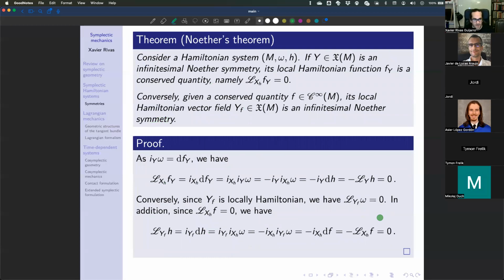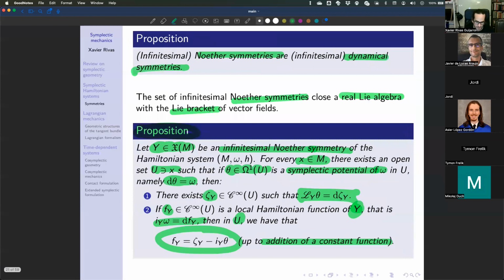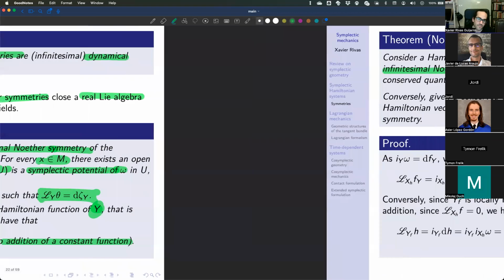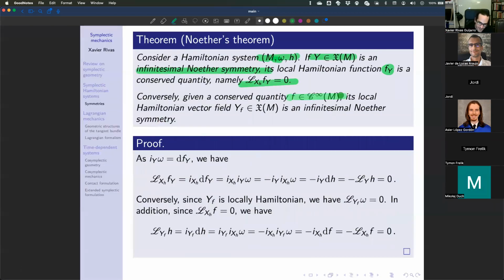And what does Noether's theorem say? It says that if you have a Noether symmetry, you have a conserved quantity. And conversely, if you have a conserved quantity, you have a Noether symmetry. So, more concretely, given a Hamiltonian system, if Y is an infinitesimal Noether symmetry, its local Hamiltonian function, f_Y, is always a conserved quantity. So this is satisfied, where this f_Y is the f_Y that we found in the previous slide here. Okay, and conversely, if we have a conserved quantity, its local Hamiltonian vector field, Y_f, will be an infinitesimal Noether symmetry.